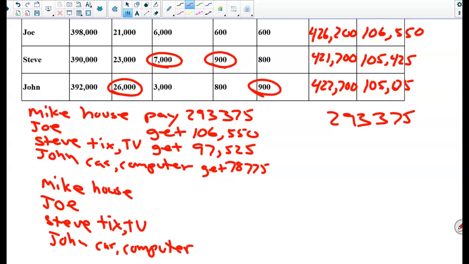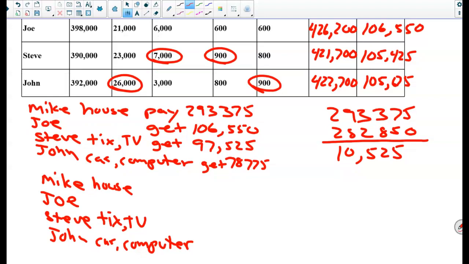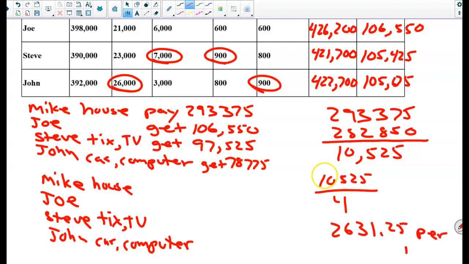So my one payout is this, $293,375. If I add all the gets, that's $282,850. And we get $10,525. That's my surplus. We're going to take the $10,525, we're going to divide it by 4, and we are going to get $2,631.25 per person. That's what each person gets.